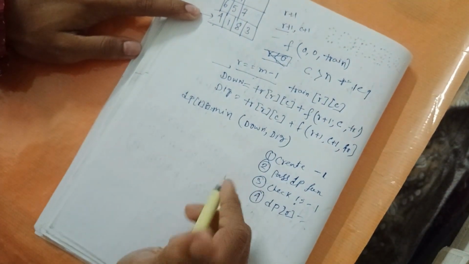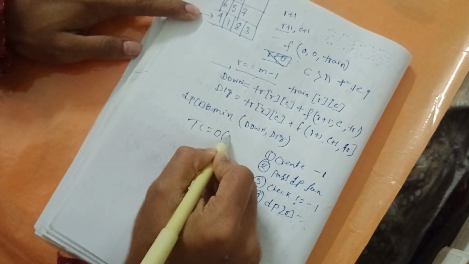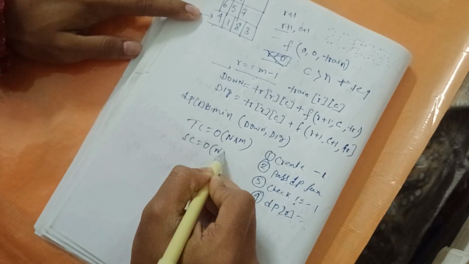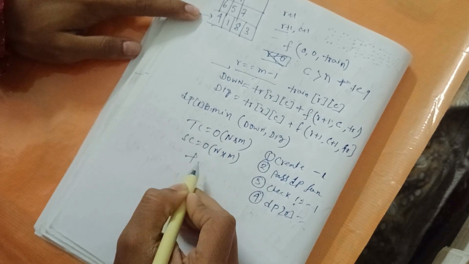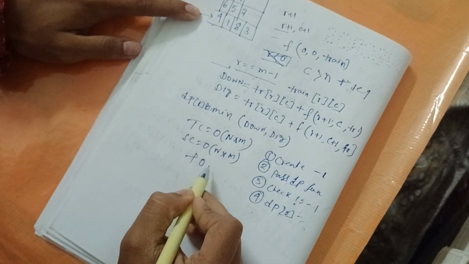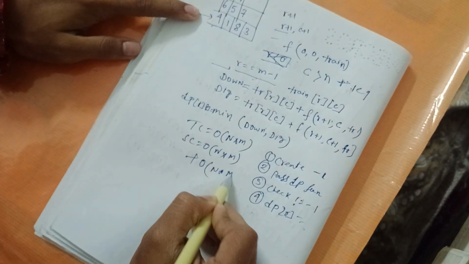So what is the time complexity? Time complexity is big O of n cross m, row and column, and space complexity is big O of n cross m, plus extra auxiliary space for recursion, so big O of n cross m.